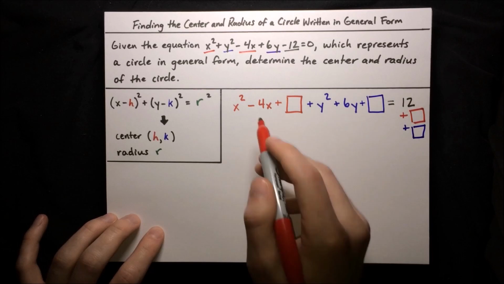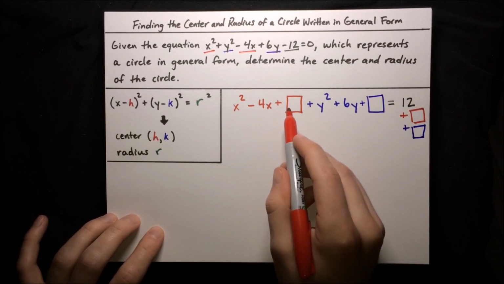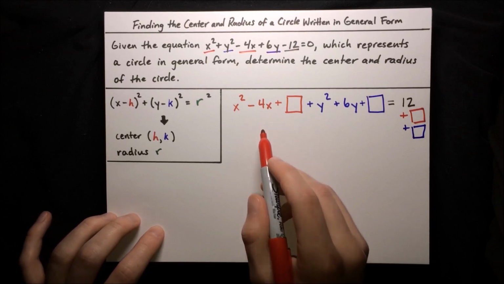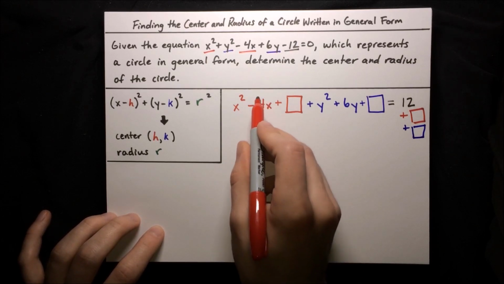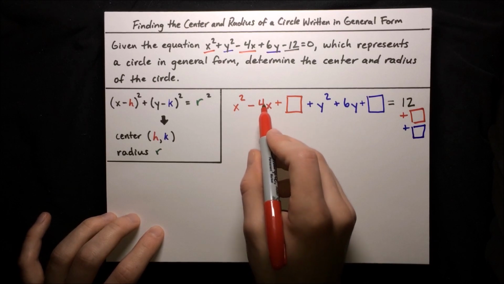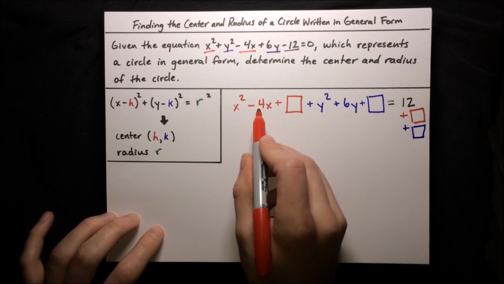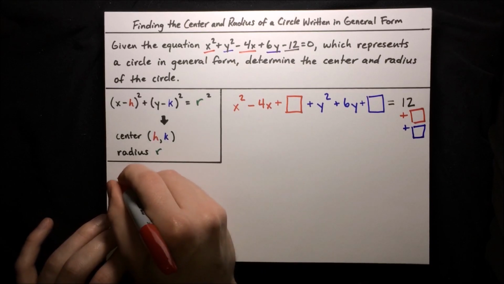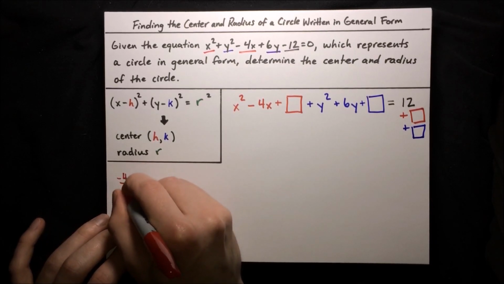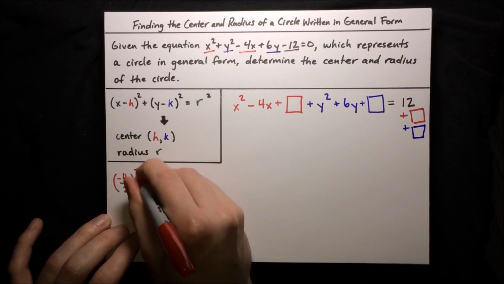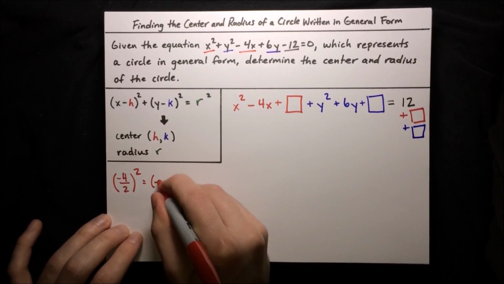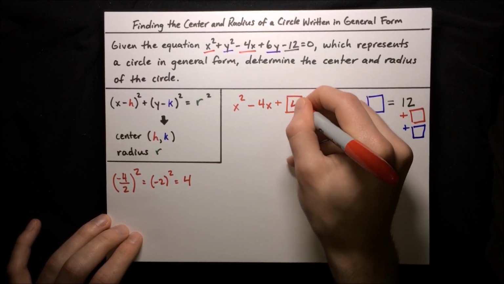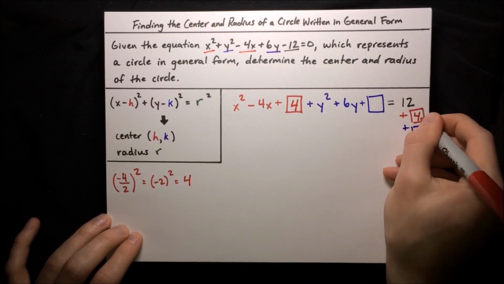So here we got x squared minus 4x plus something. What do we need to add to turn this into a perfect square? Well, remember, we just have to look at the x coefficient here. The x coefficient is -4. We have to divide that by 2 and square it. So -4 divided by 2, let's write that down, -4 over 2, and then square it. So that's just -2 squared, which is just 4. So 4 is what we're going to add here. So put that on the other side also.